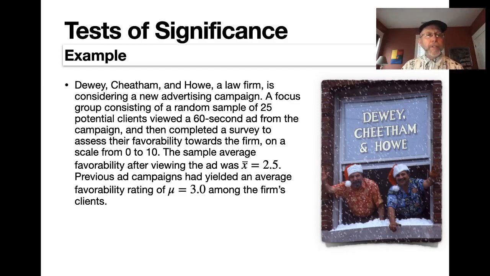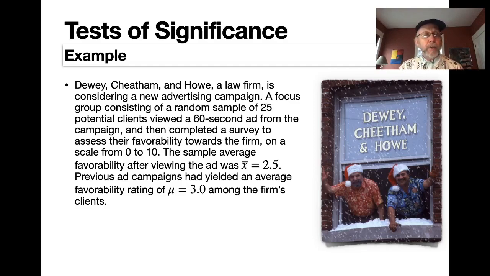A focus group consisting of a random sample of 25 potential clients views a 60-second ad from the campaign, and then they complete a survey that assesses their favorability towards the firm on a scale from 0 to 10. It turns out that the sample average favorability from these 25 subjects after viewing the ad was 2.5. So that's our X bar value. Not a lot of favorability there, eh?